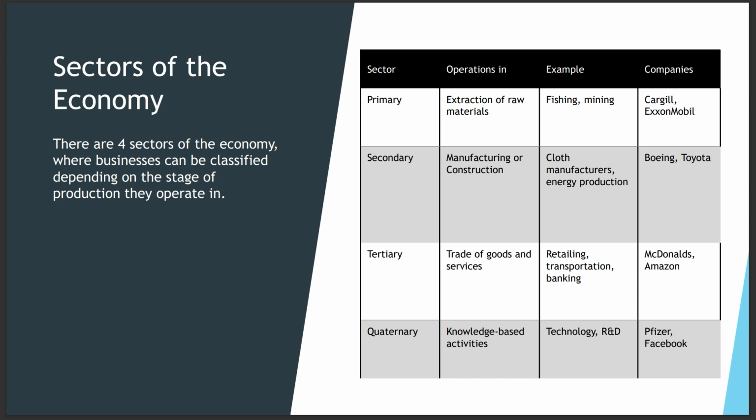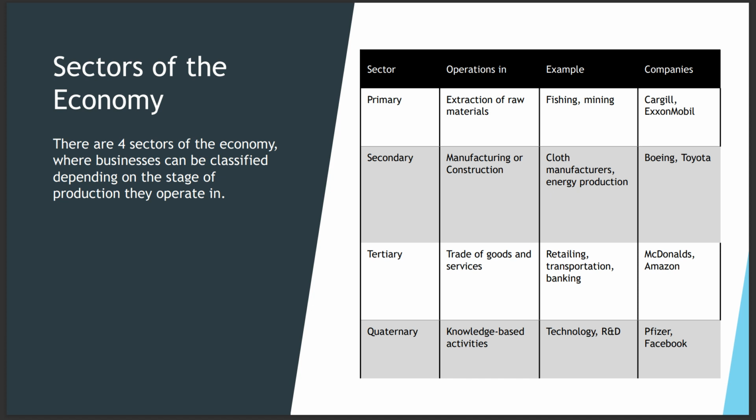So for the secondary sector, businesses in the secondary sector will mainly have operations in manufacturing or construction. Examples of this would be clothing manufacturers or energy production companies. And some real-life companies are Boeing and Toyota, which both operate in the secondary sector.